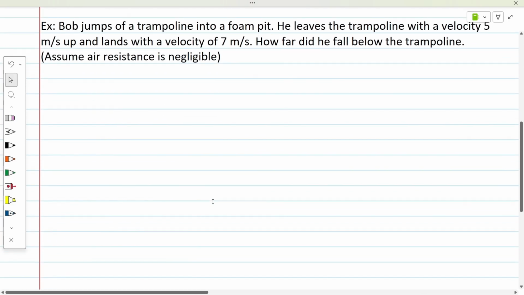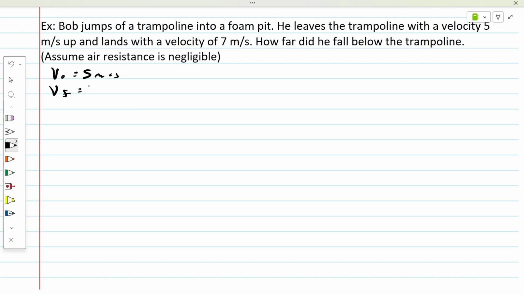Bob jumps off a trampoline into a foam pit. He leaves the trampoline at a velocity of 5 meters per second up and lands with a velocity of 7 meters per second. How far did he fall below the trampoline, assuming the air resistance is negligible? Okay. So we're given the initial and final velocities. And note that since we're dealing with scalars and energy, we don't really care about the direction that he's falling versus jumping. That's the nice thing about energy versus kinematics. In kinematics, you have to be really careful about your directions, but with energy, since we're dealing with all scalars, it doesn't really matter. It's just the speed that he's traveling for the energy.